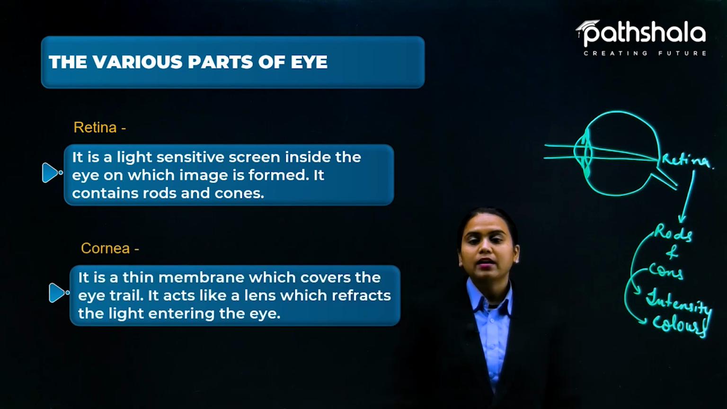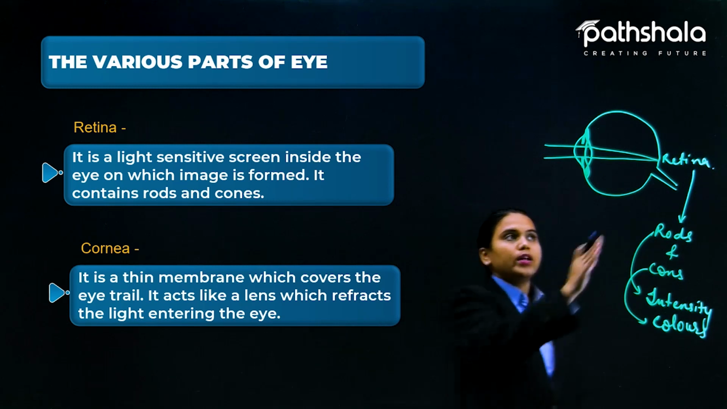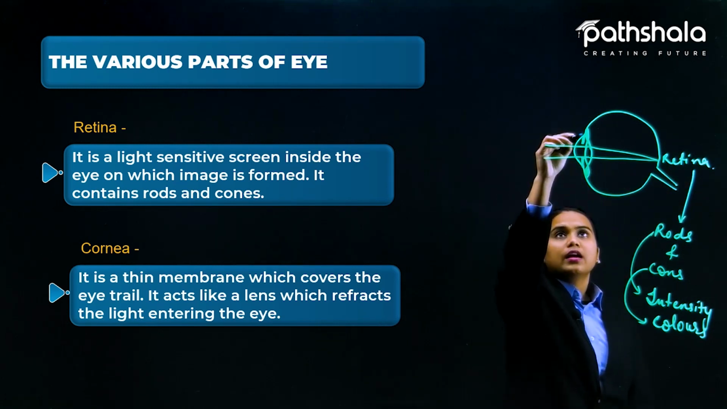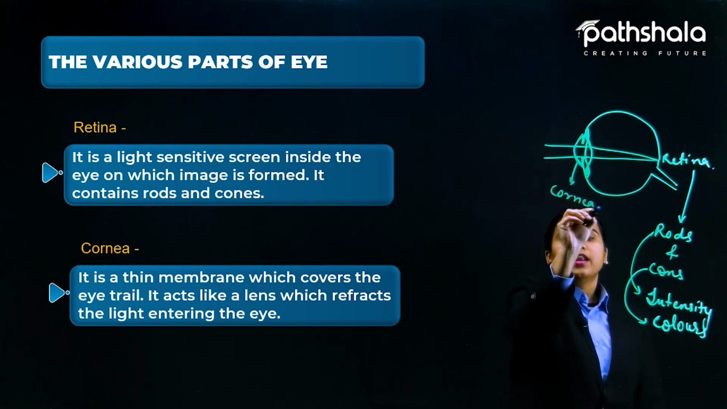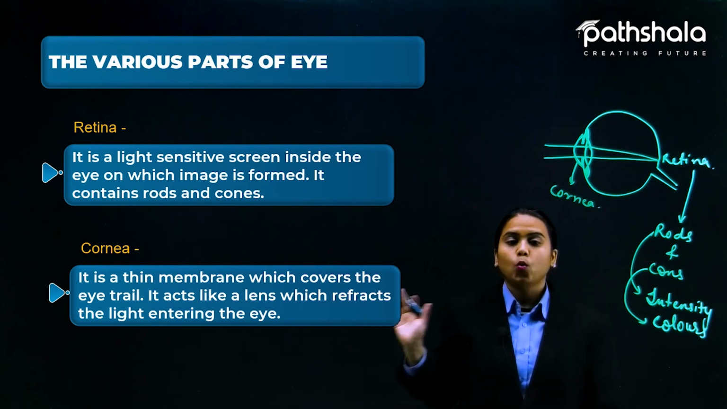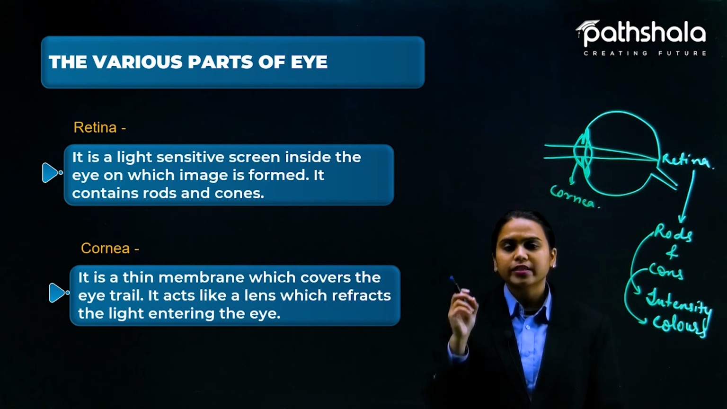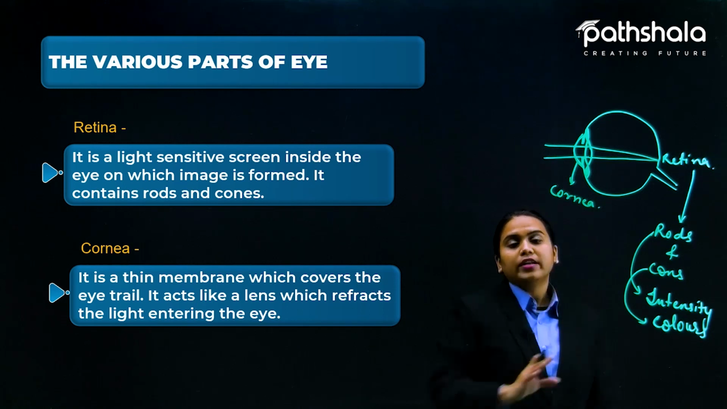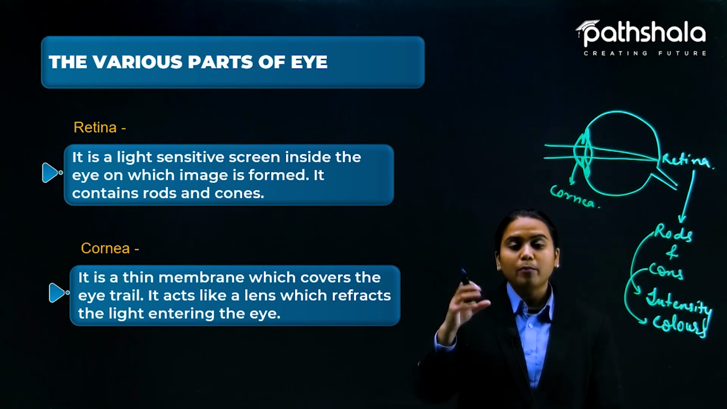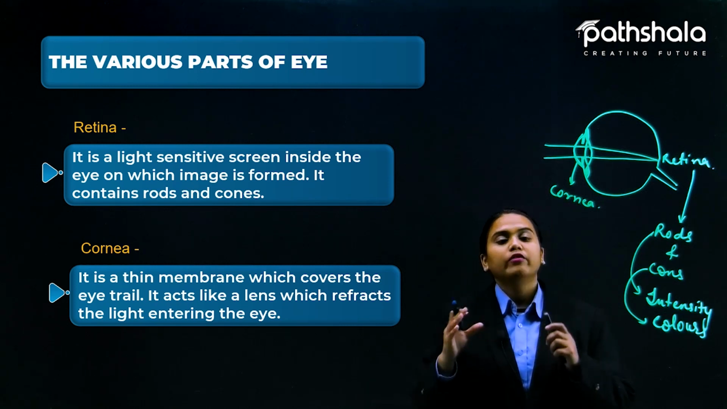Now let us see the next part, that is the cornea. The cornea is the first thing, this one here. It is a thin membrane which covers the eye, and it acts like a little lens, because it also refracts a little of the light entering the eye. The cornea also protects us from dust and small particles in the atmosphere so they do not get into our eyes. So it is actually a protective layer also.